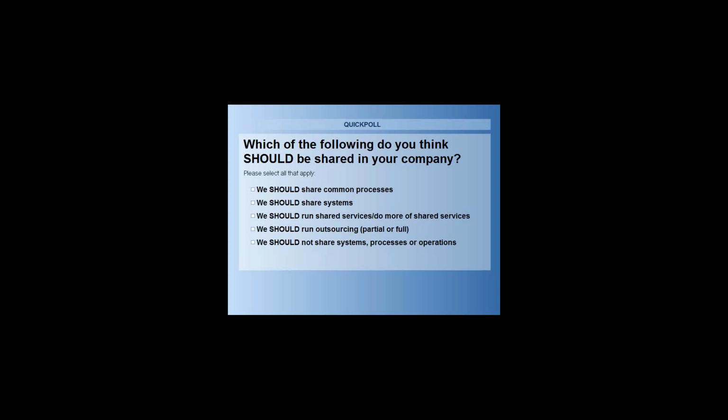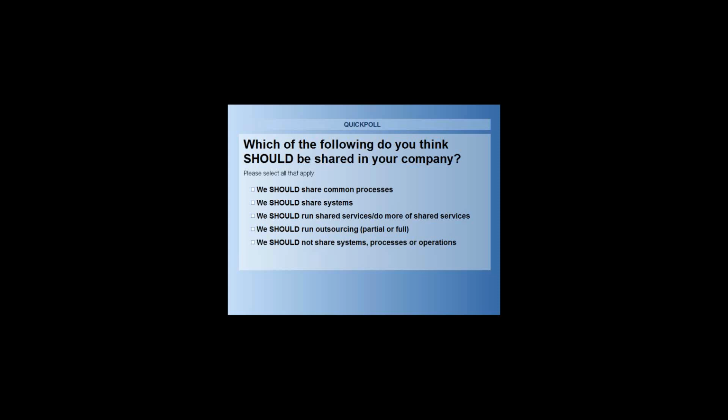So this really is looking at what your company should be sharing. So which of the following do you think should be shared within your company, or perhaps shared even more than they currently are? So we should share common processes. We should share systems, either completely or more than we are today. We should run shared services or do more of shared services. We should run outsourcing either partially or fully, or perhaps you don't think there should be any sharing going on. We should not share systems, processes, or operations across the organisation.